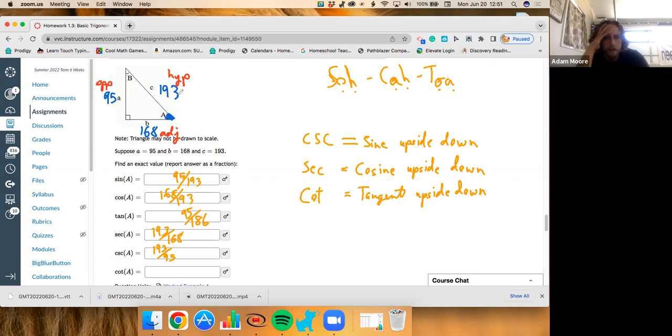And then cotangent is upside down of tangent. Tangent, from Toa, was opposite over adjacent. So we'll go adjacent over opposite, 168 over 95. That's what they're looking for here. You can reduce them if you like. I wouldn't worry about it. Looking good. Okay.